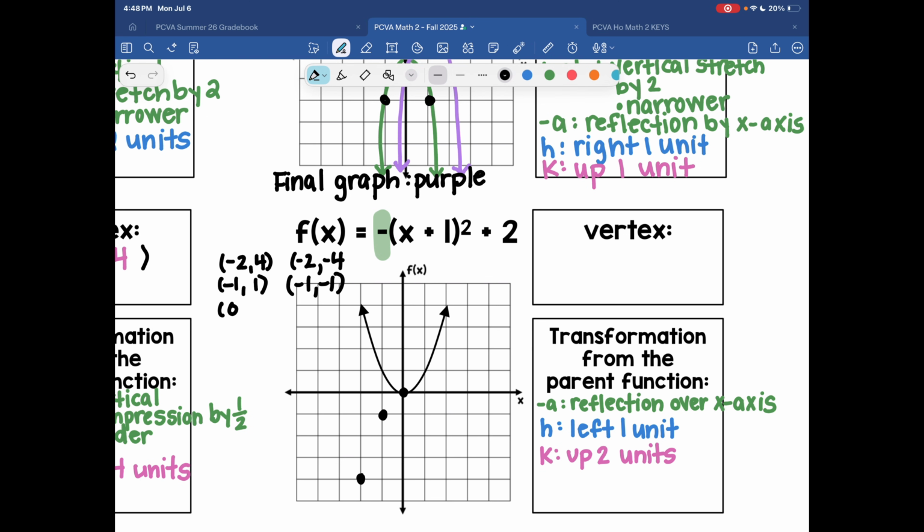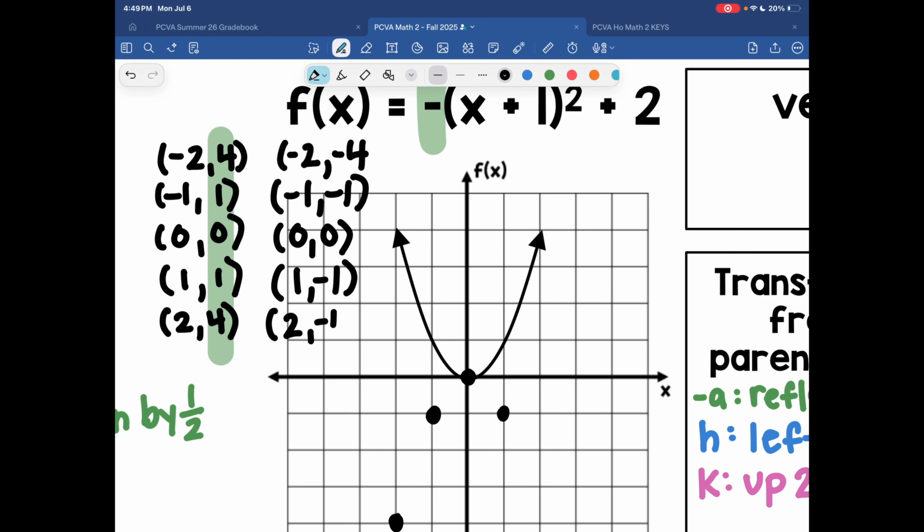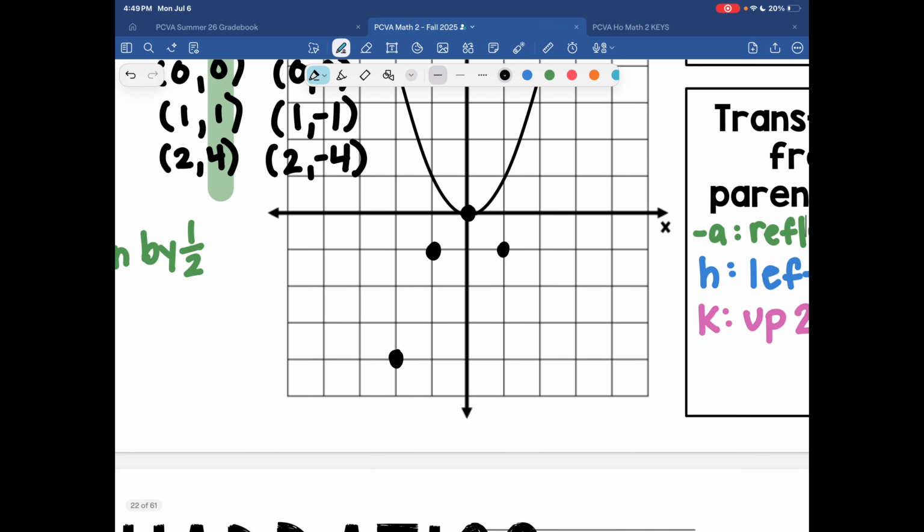Then 0, 0. That's going to stay the same. Then we have +1, 1. We multiply that, and that's going to become +1, -1. So the last one is at 2, 4. And multiply that 4 by -1, because again, we multiply just the Y values. That's going to become 2 and -4.